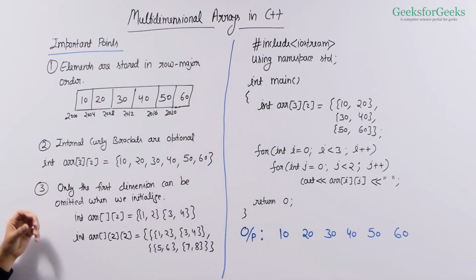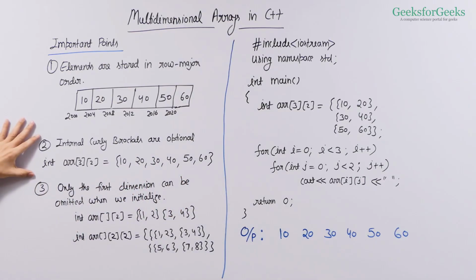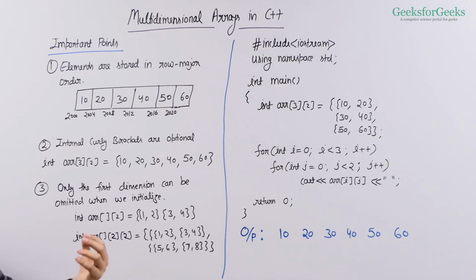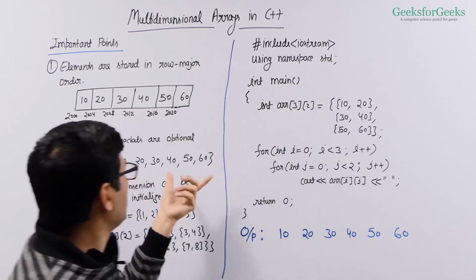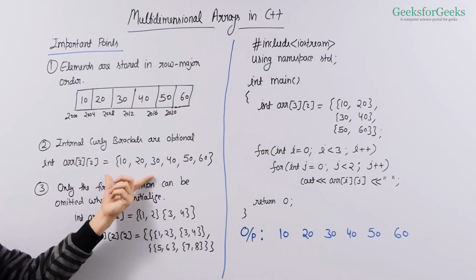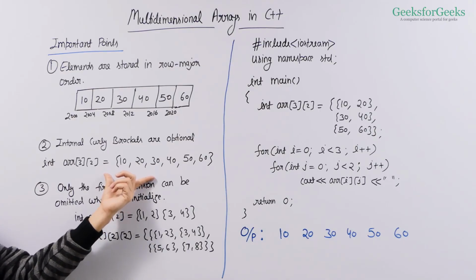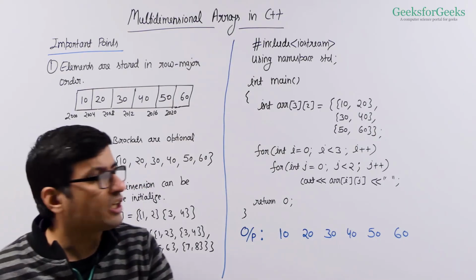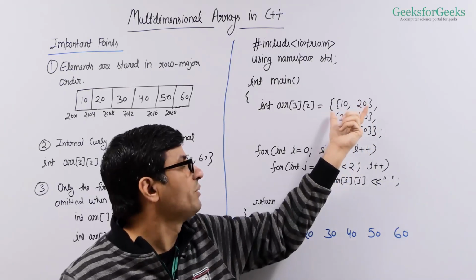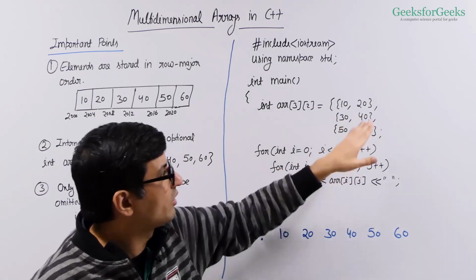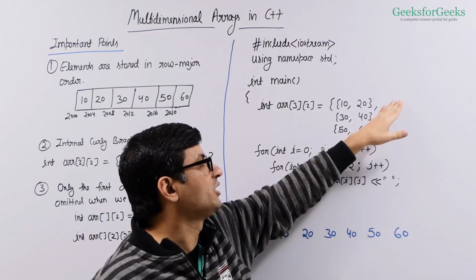Let's now talk about the second point, which means internal curly brackets are optional. So when you create a multi-dimensional array, you can skip writing these internal curly brackets, right? You can simply declare the same arrays this way also. But it is strongly recommended to use curly brackets and multiple lines to declare the array to make the code more readable.